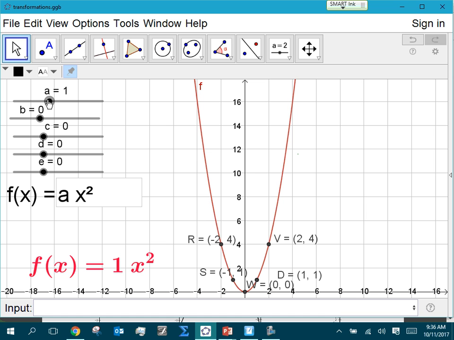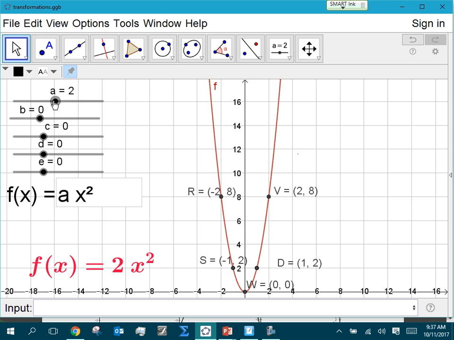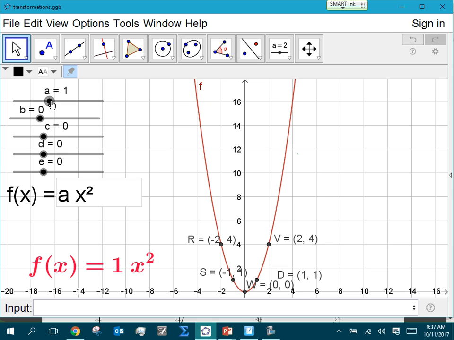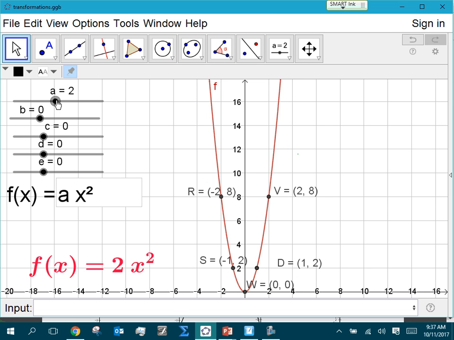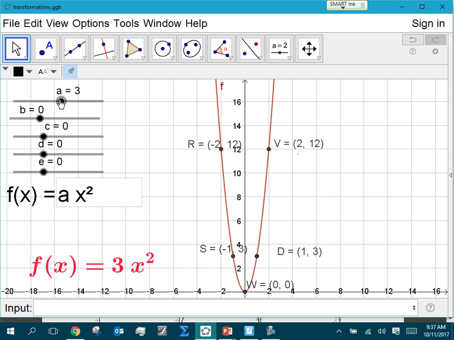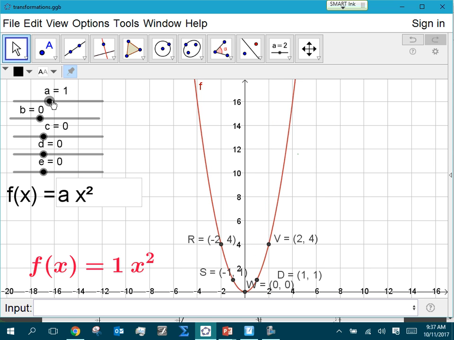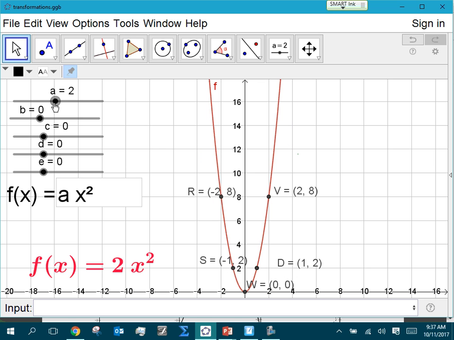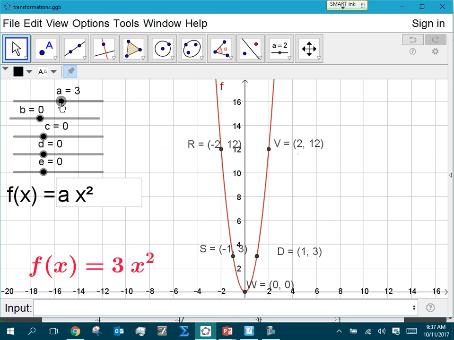But how are my parent function y values getting impacted? If they start off there and I go to 2, okay, they were 4, 1, and 0, right? Now they are 8, 2, and 0. Now they're 12, 3, and 0. So how are these y values being impacted by this number here that we use, this a value?